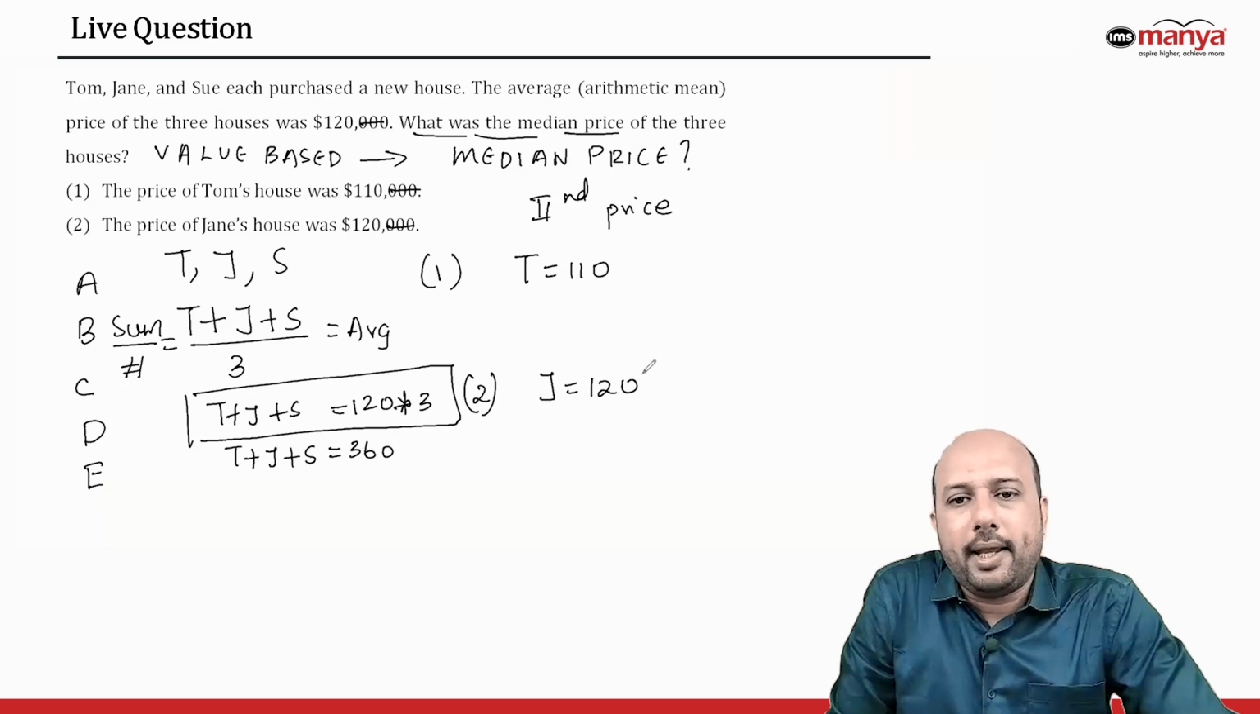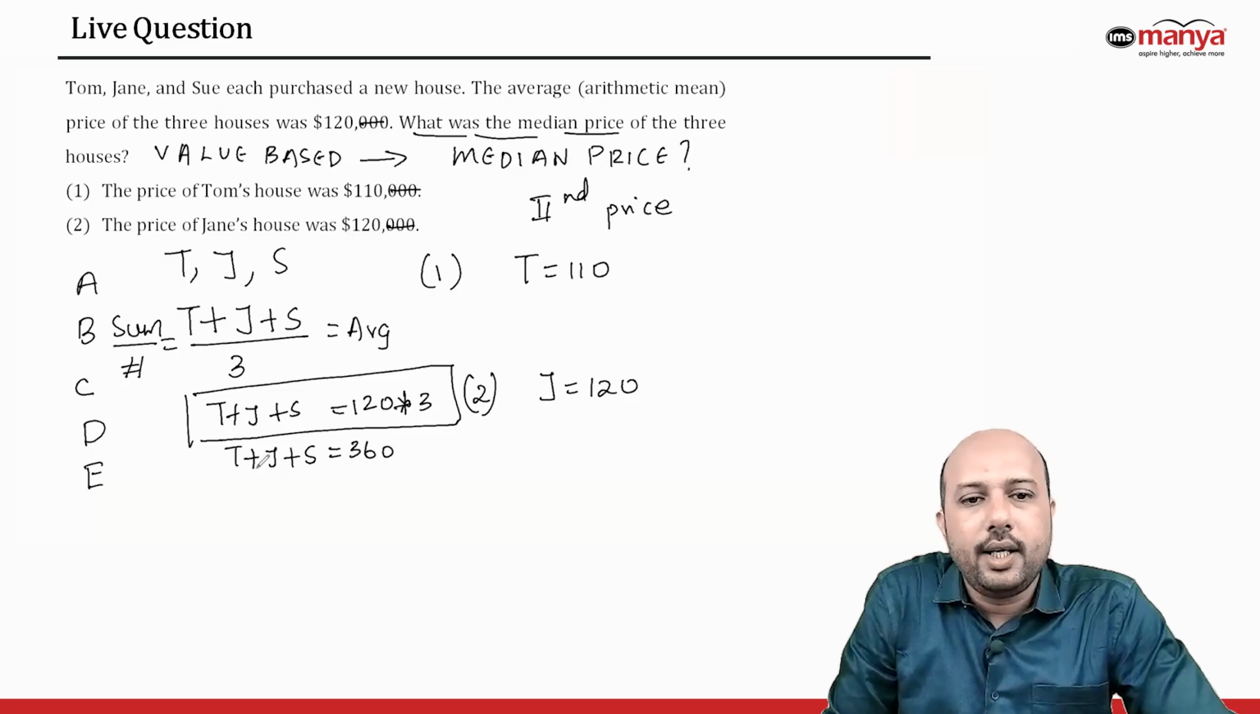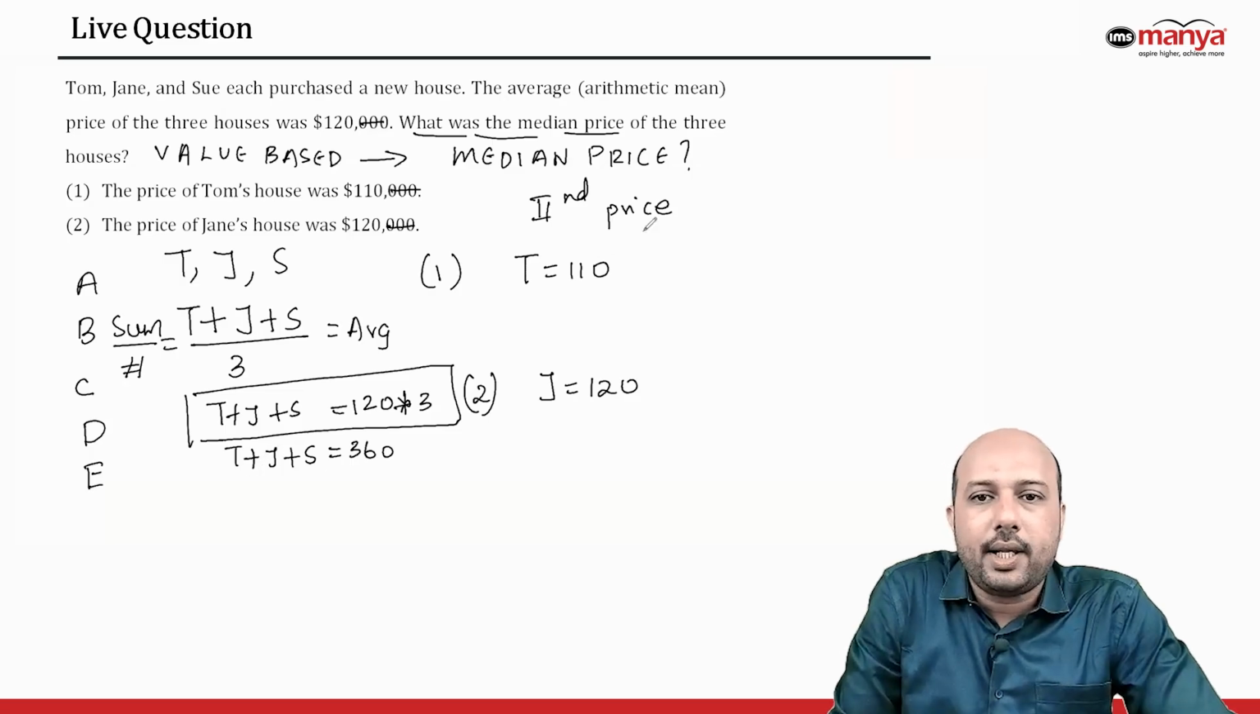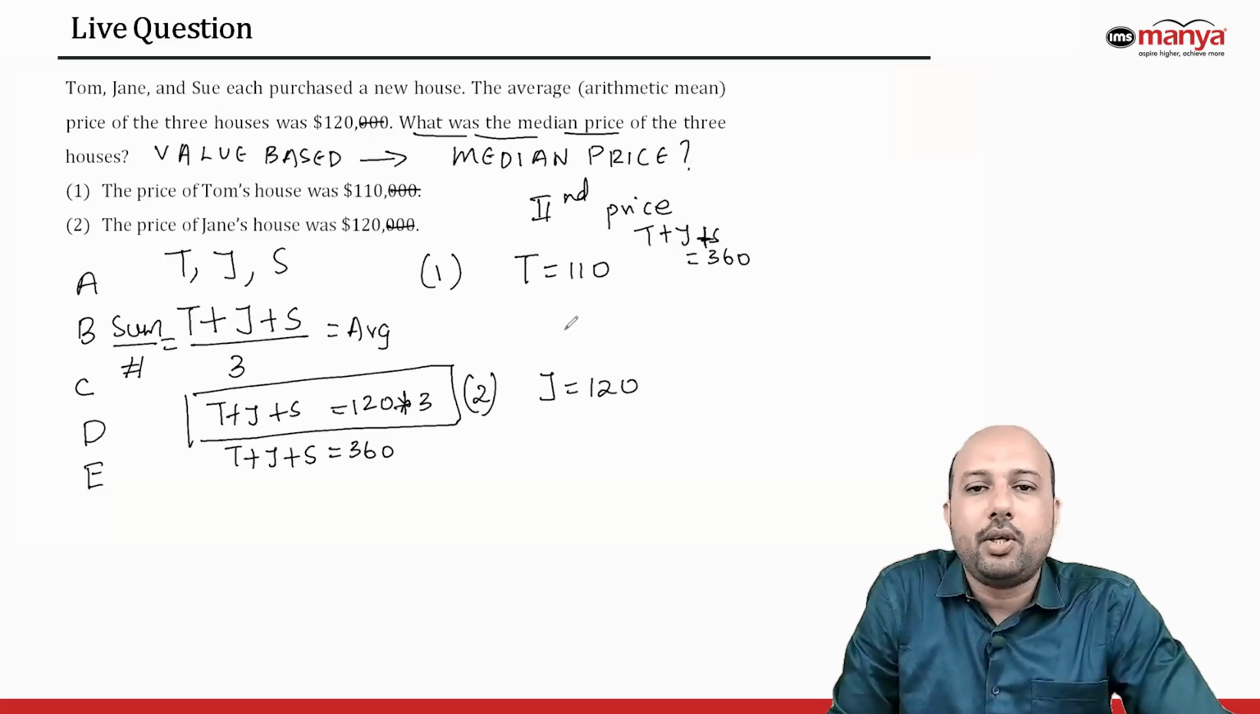So they will combine. Now immediately their eyes will light up because the T value is 110 and the J value is 120. We already know the equation T plus J plus S is equal to 360. Knowing T and J will help us find out the S value. Then we can arrange them in order.